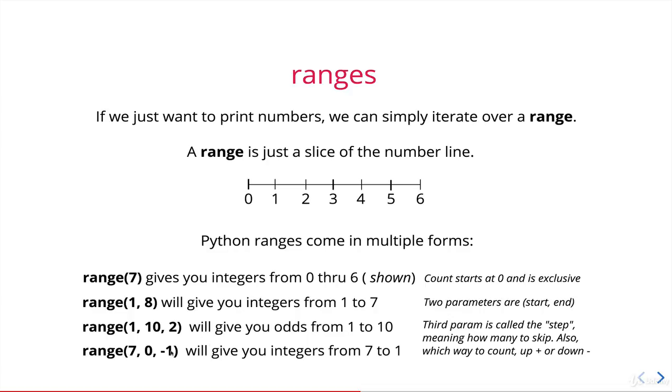And then we have -1, which is the same thing, except that negative is going to allow us to move downwards. So we go from 7 to 0, and -1, so we're going to step down 1 each time. So the end result is that we get the numbers from 7 to 1, and it does not include 0, just like all the others are exclusive.